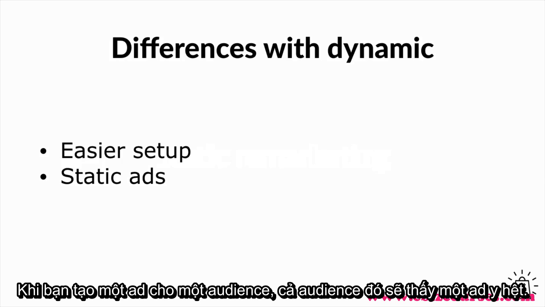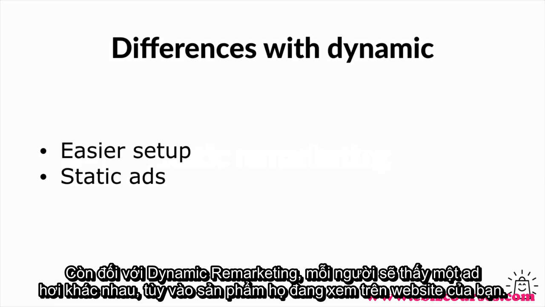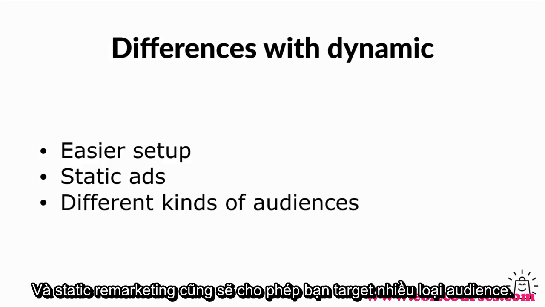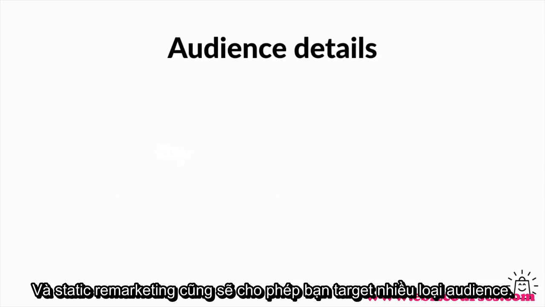So you will select an audience and create an ad, and then everybody in that audience will see the same ad. While with dynamic remarketing, everybody's ad will actually be different, depending on the products they were looking at on your website. And static remarketing also allows you to target different kinds of audiences.